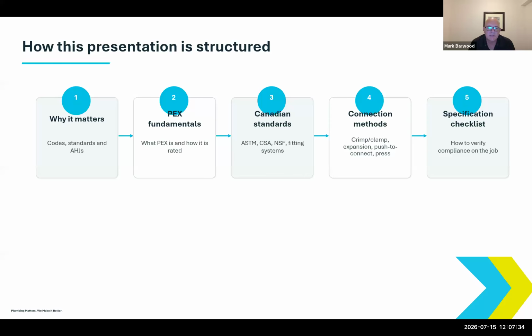PEX fundamentals, what PEX is, how it's rated. We're going to talk about Canadian standards, so ASTM, CSA, NSF, and different fitting systems. We're going to speak about connection methods. And then at the end, I'm just going to do a quick little slide on the specification checklist.